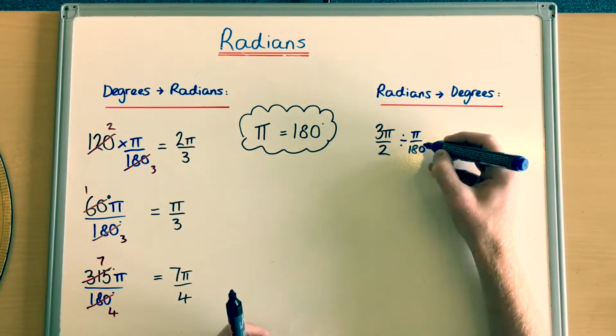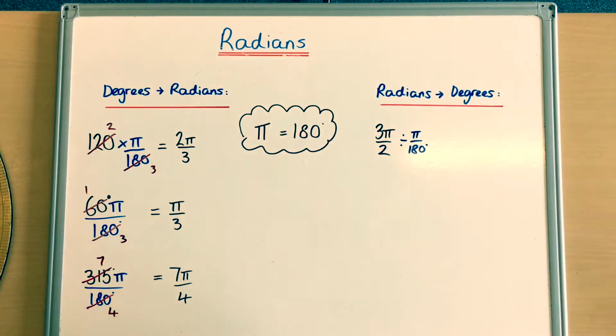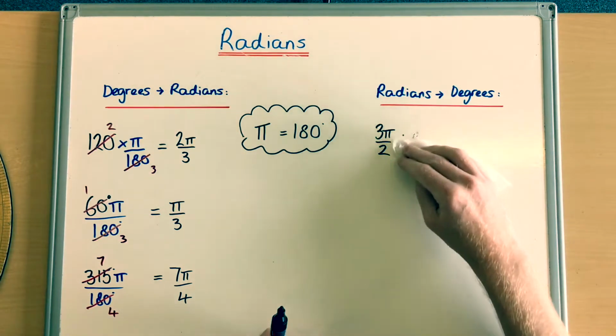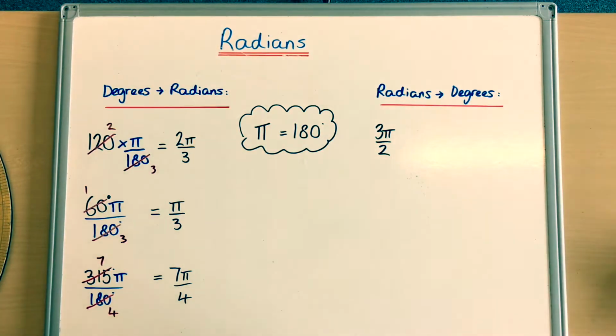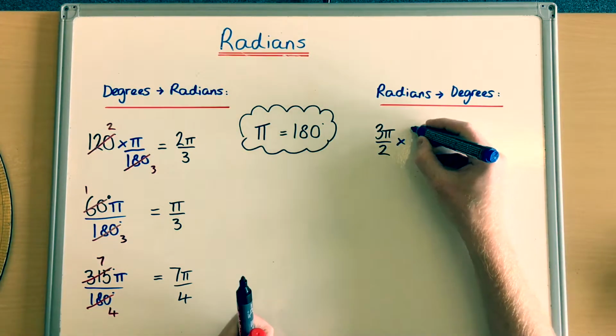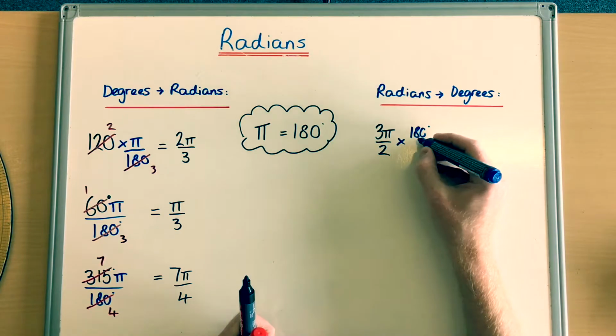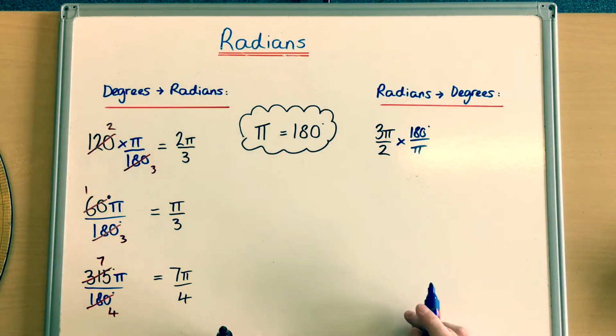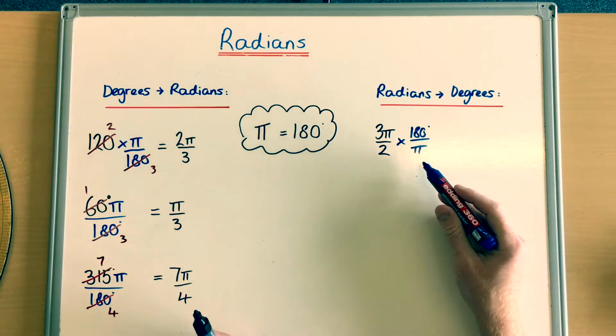Well, if you remember your dividing fractions work, you'll remember that the very first thing we do is change it into a times and we flip this upside down. So what we're actually going to do is times by 180 degrees over pi instead. So we still multiply, we flipped it upside down. So we are dividing by that, but it looks like this.